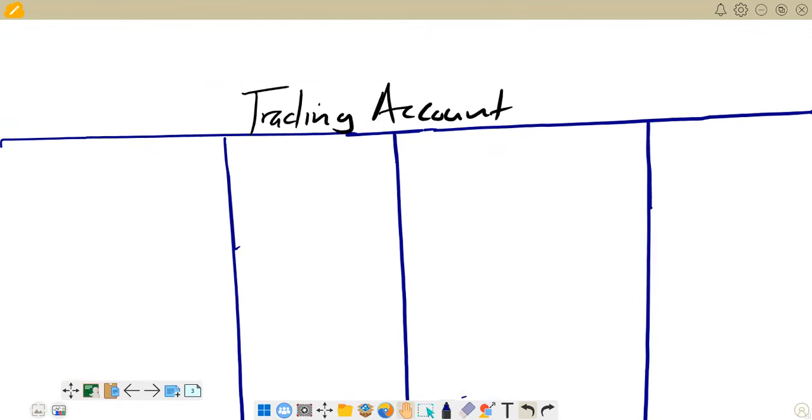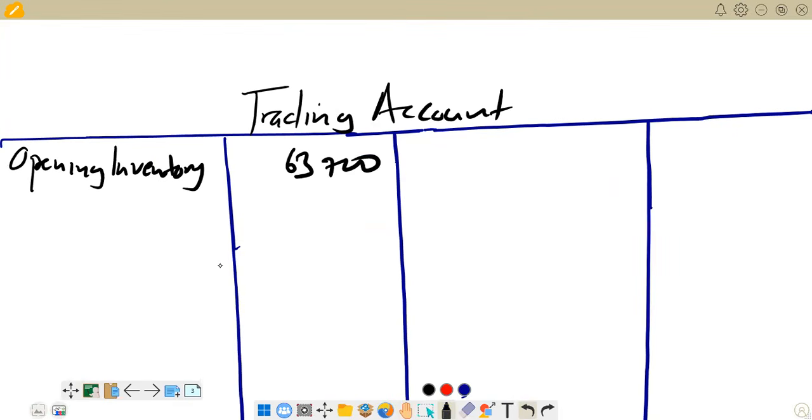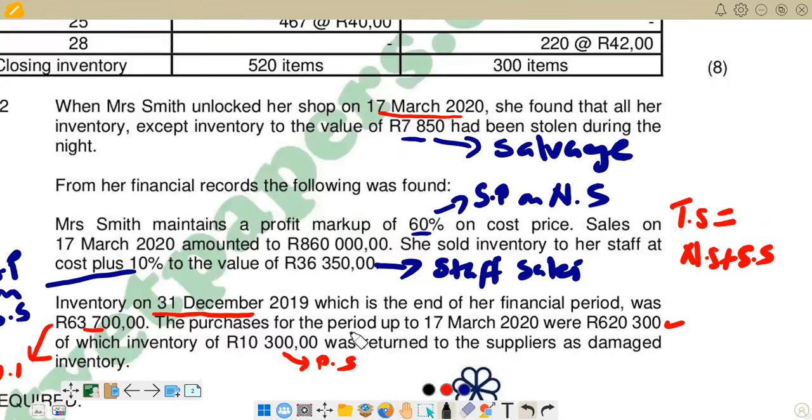Here we have got our trading account. So on our trading account, we are going to have our opening inventory on the debit. Then our opening inventory is 63,700. Then we can look for other figures there, like the breakdown that we're given in terms of purchases. Purchases we are given there, they are 620,300, but there are also returns. We can just subtract and put a net figure there on the debit side. So we are saying 620,300 minus 10,300.